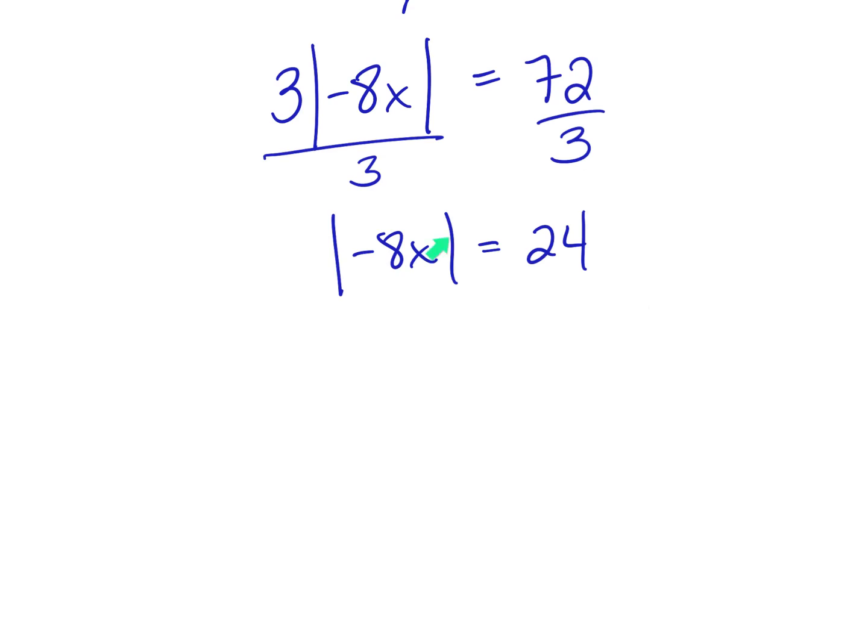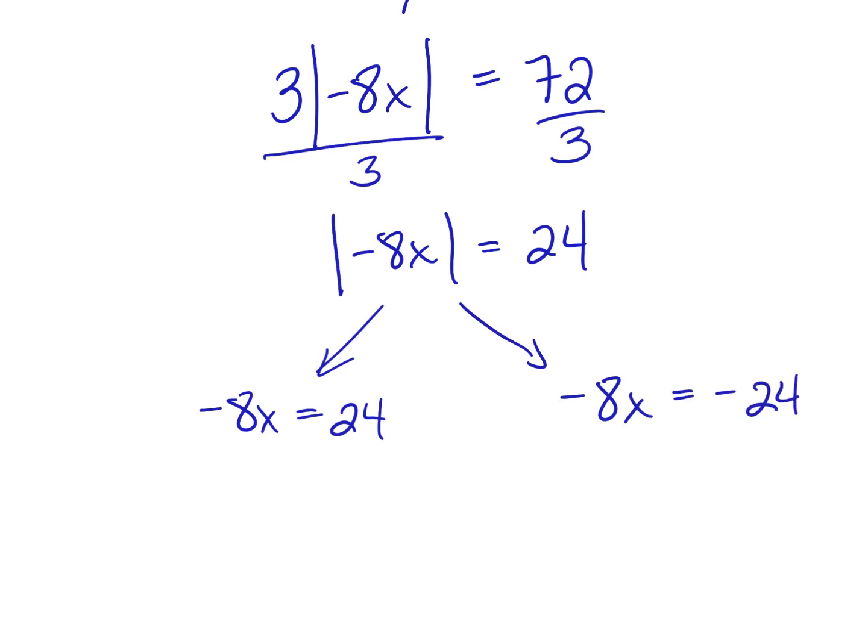Once you get the absolute value alone, what's inside of it can equal either 24 or it can equal negative 24, because the absolute value of negative 24 is 24. The absolute value of positive 24 is also 24. So I'm going to split this into 2 equations. Negative 8x equals 24, so no changes on that one. And negative 8x equals negative 24.